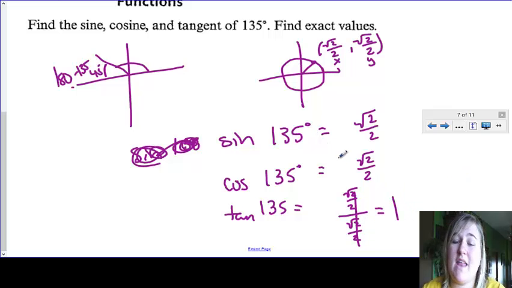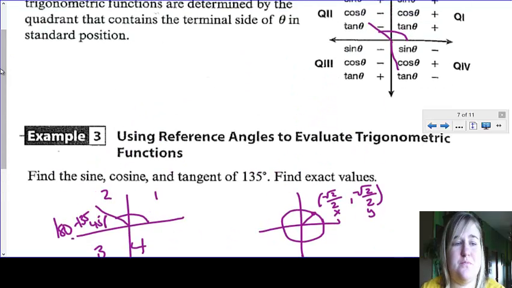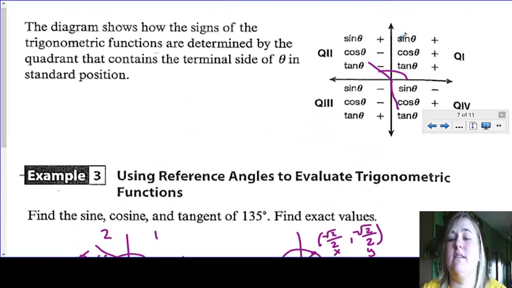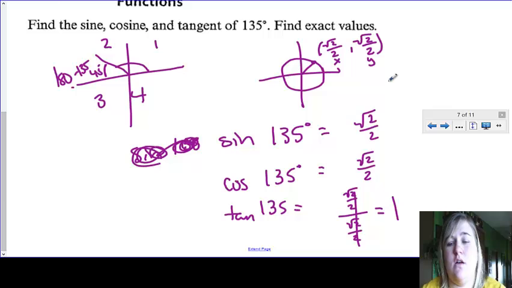The only other thing that I have to do is think about this terminal side to decide whether these are going to be positive or negative. So you can see that it's in the second quadrant, because we have quadrant 1, 2, 3, and 4. So referring back to this chart, I can see my sine is going to be positive, my cosine will be negative, and my tangent will be negative. So I have positive, negative, and negative, and that's my final answer.